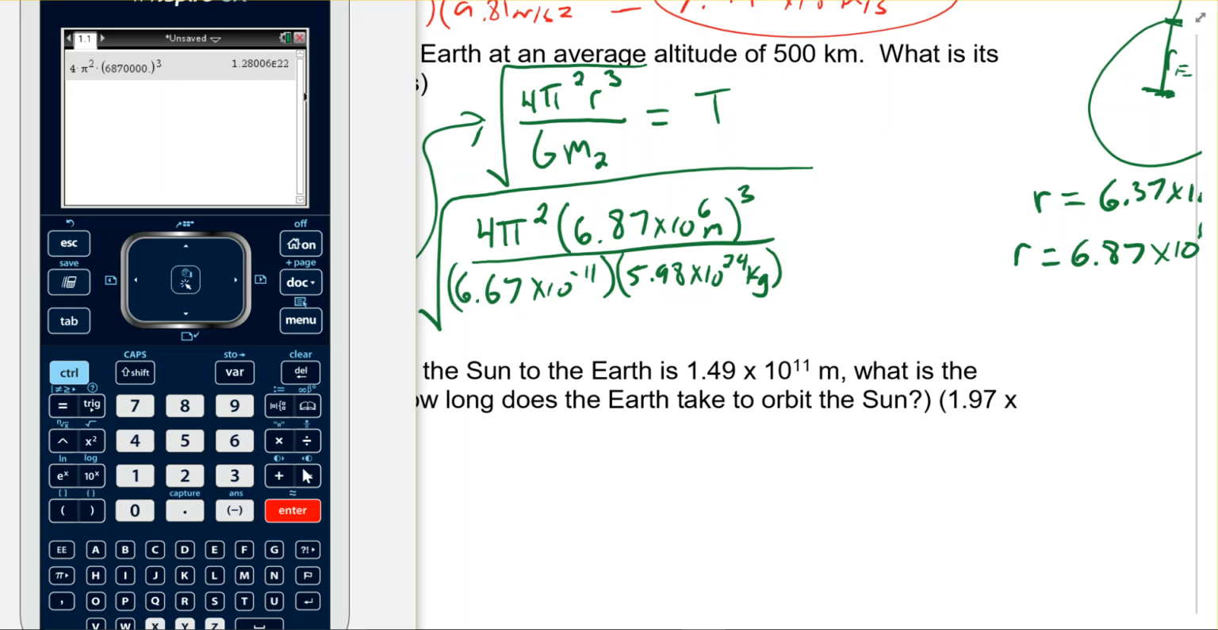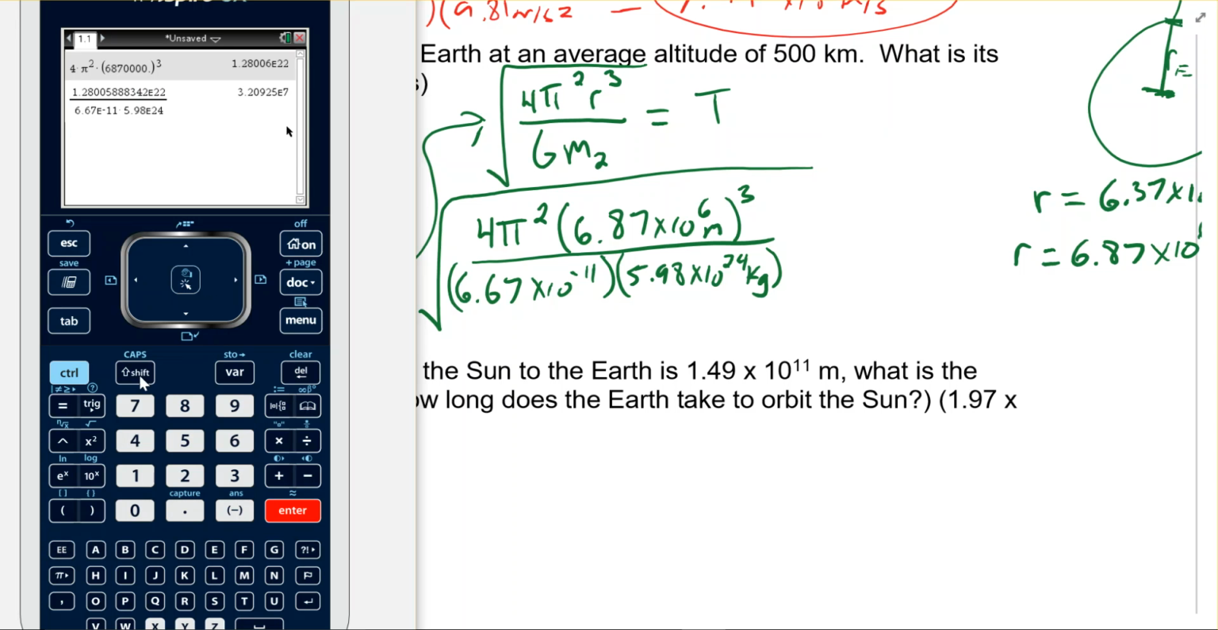The whole top part is that, and now I'm going to go divided by, and I'm going to put everything I'm dividing by in brackets, so I know that everything on the bottom is going to go within those brackets. So divided by 6.67 times 10 to the negative 11, and then times 5.98 times 10 to the 24. And that's all in brackets, right? So I know to divide by everything. It's dividing by all of that. Okay. And then push enter, and that's what you get.